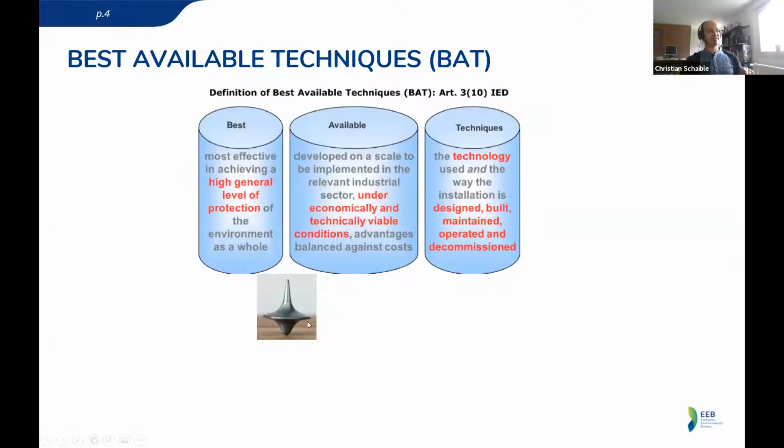Then there's a kind of balance, and here is like the little spiral where it moves. It's between the availability and the best. So available means it has to be economically viable and technically viable for the industry concerned. And here is the kind of conflict, I would say, under what is best, and we say it should be technically best, feasible stuff, and available, which is economically viable to the industry and they can afford it. Techniques, very important. It's not just technology and the hardware, it's also about design, how it's built, how it's operated, so the activity, and how it's decommissioned. It's not just technology and end of pipe. People forget this quite often.